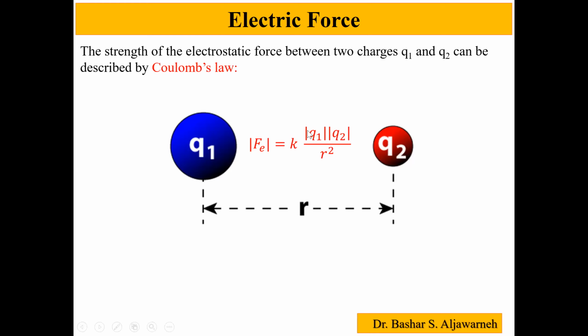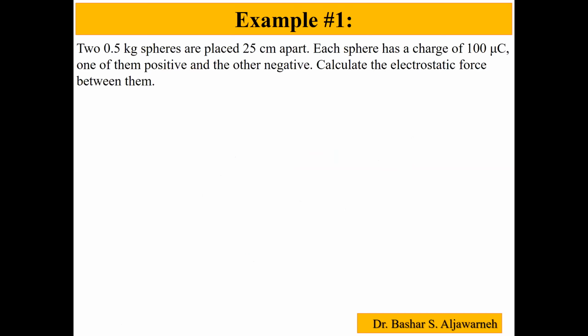K here is a constant, which is 1/(4π epsilon naught), which equals 9 times 10 to the power 9 newton meter squared per coulomb squared. And you can use this constant to evaluate the magnitude of epsilon naught. From here, epsilon naught equals 1/(4πK), which equals 8.85 times 10 to the minus 12 coulomb squared per newton meter squared. Let us go to the first example.